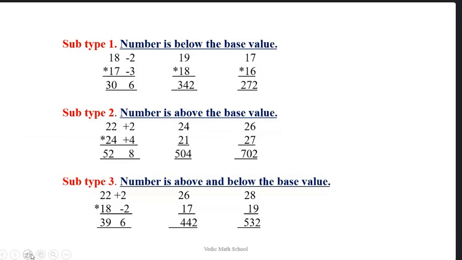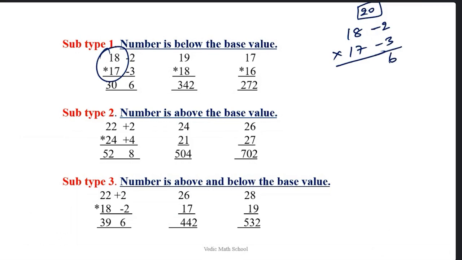So let's understand. Again, we have three kinds of scenarios. Here you can see that we are going to multiply 18 and 17. Instead of taking 10, if we take base value 20, then both numbers are nearer to 20. Yes or no? Yes. So if you take base value 20, your difference is small and your calculation will also become faster. So minus 2 and minus 3.